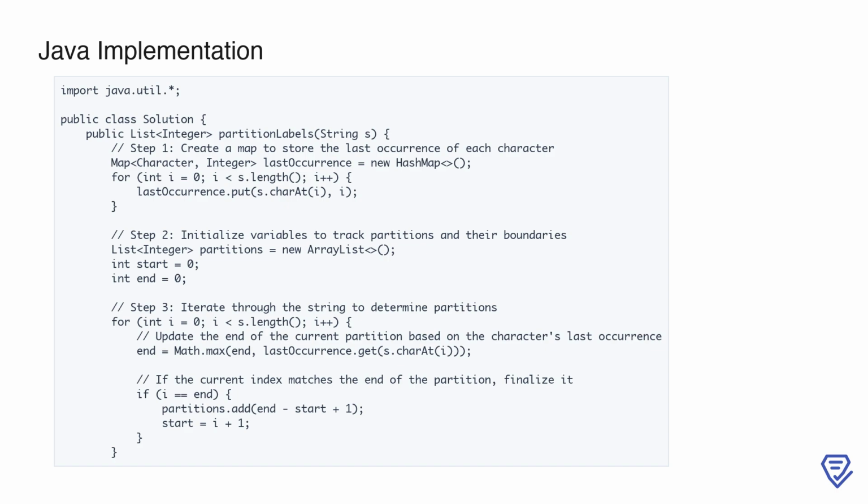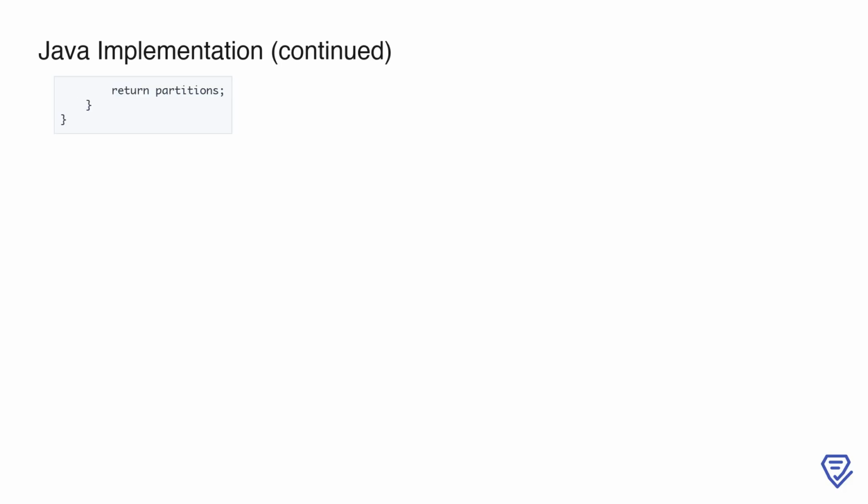At this point, we calculate the size of the partition by subtracting start from end and adding 1, then add this size to our partitions list. Finally, we update start to begin tracking the next partition. At the end of the function, we simply return the partitions list, which contains the sizes of all the partitions we've identified. This completes the implementation.